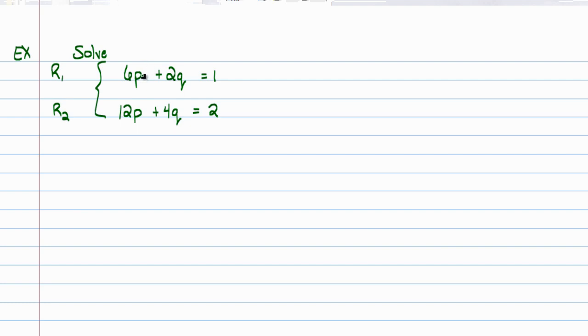Pick a variable you want to kill off. Here, let's just kill off the p's. So to make the p's opposite, I'll multiply row 1 by a negative 2. So negative 2 times row 1 will become the new row 1. And remember, my goal here is to kill off the coefficients of p. So row 1 becomes a negative 12p minus, again, multiply each object in row 1 by a negative 2, so minus 4q is equal to negative 2. And again, the second row I didn't do anything with, so it's 12p plus 4q is equal to positive 2.